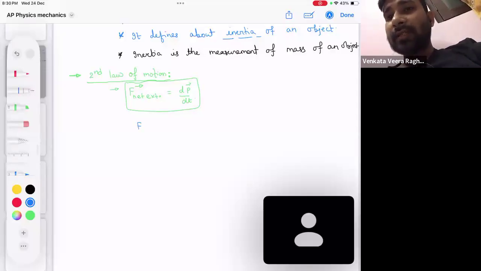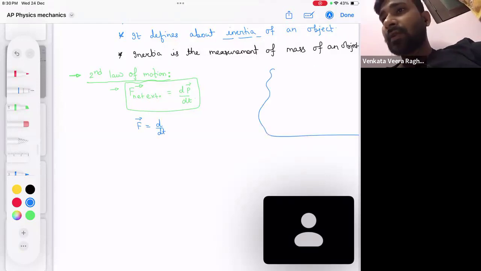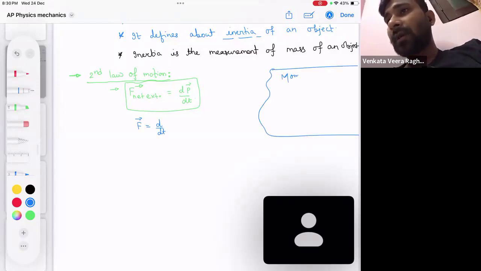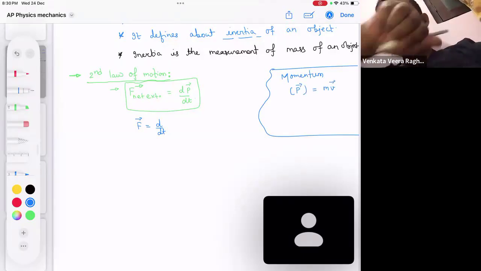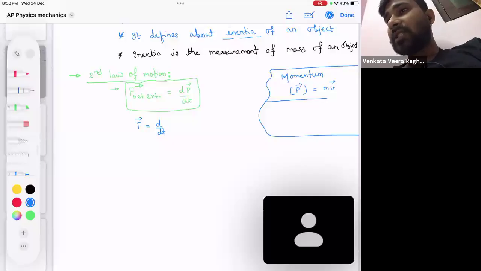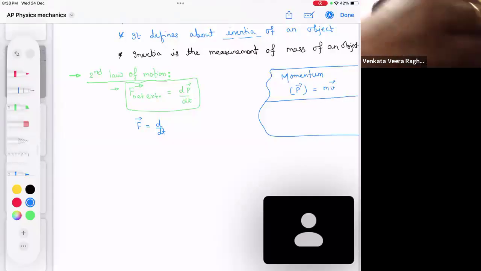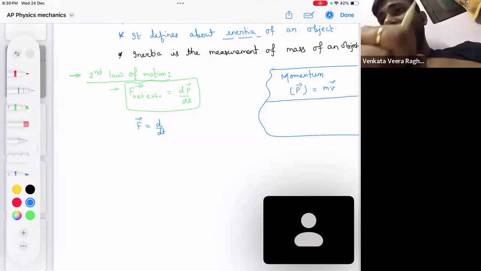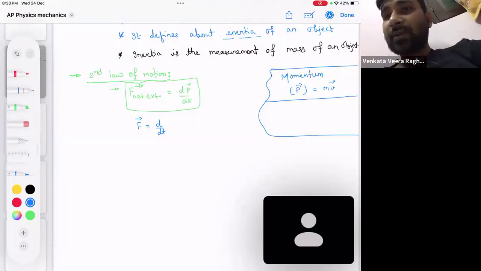So can we also write it like this? Net external force equals d by dt. Now the question arises: what is the momentum of a particle? We represent momentum by p. Momentum is the mass of the particle times the velocity of the particle. Momentum is a vector quantity, which means it has both magnitude and direction.